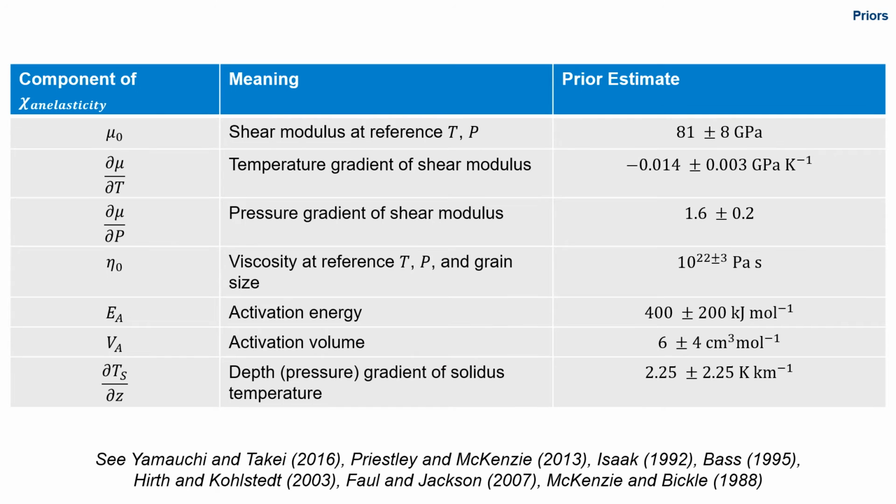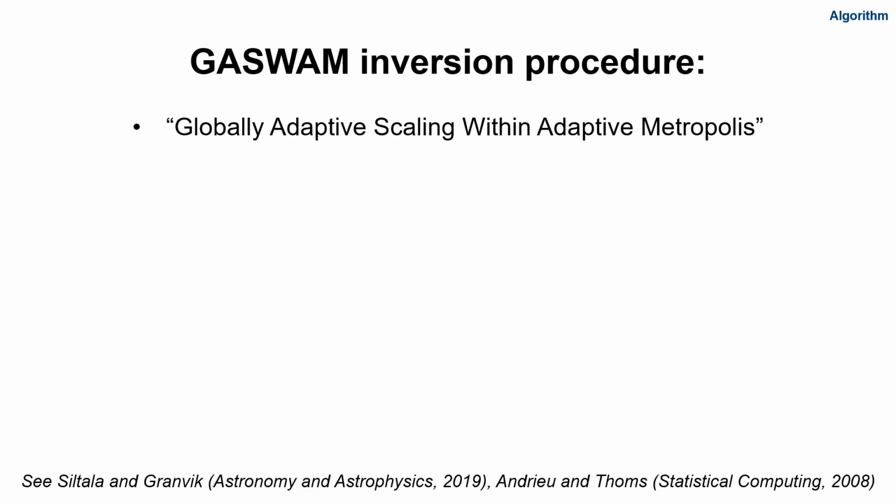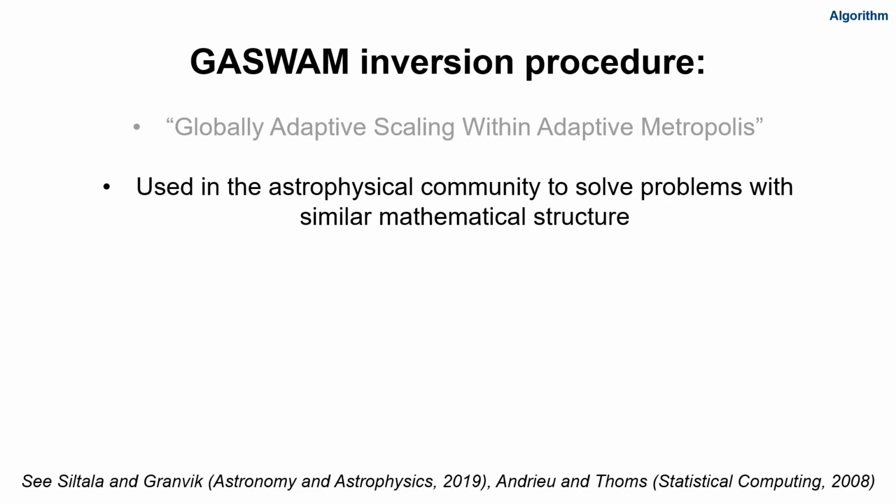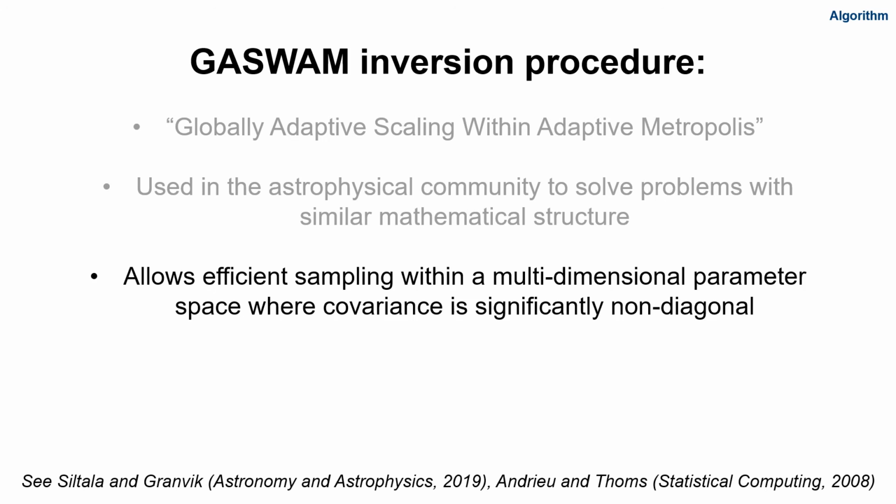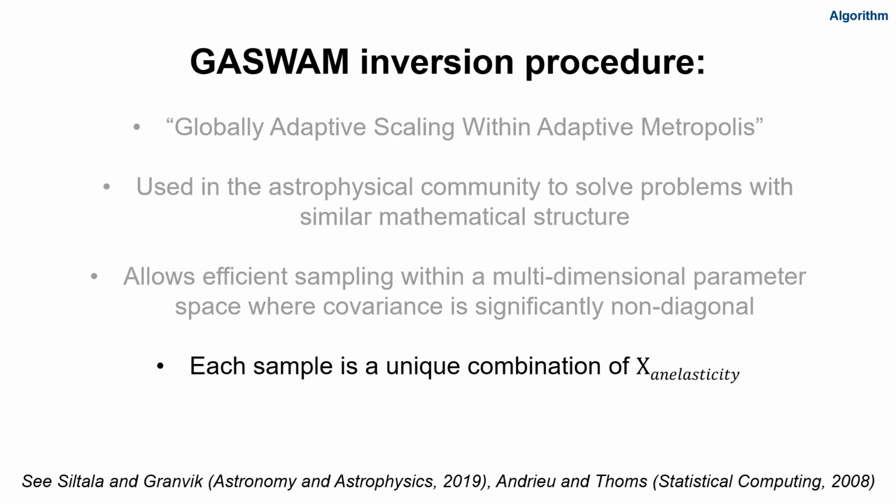A set of Gaussian priors were estimated conservatively using a combination of a literature search and statistical modeling, and they are displayed here. Once a suitable set of priors was chosen, a particular type of MCMC algorithm was used to run the inversion. The Gauss-Newton procedure has been used elsewhere in the scientific community and is particularly useful in cases where the parameter space is multidimensional and contains significantly non-diagonal covariance. This enables efficient sampling where it would otherwise be impossible to achieve convergence onto the underlying distribution.